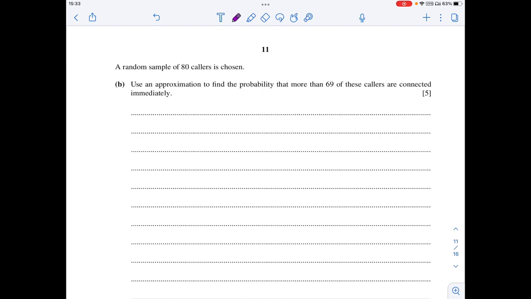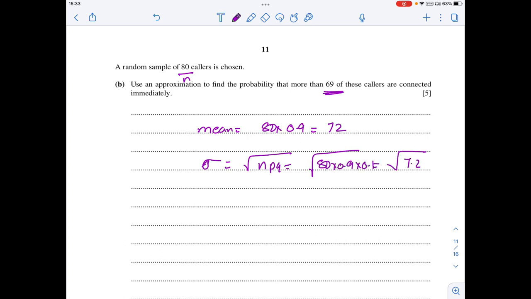Part B, a random sample of 80 callers is chosen. Use an approximation. So for that, more than 69. N is 80. So find the mean. Mean equals NP. So 80 times success is 0.9. What does it become? 72. Then standard deviation is square root of NPQ, which is square root of 80 times 0.9 times 0.1, which is square root of 7.2.